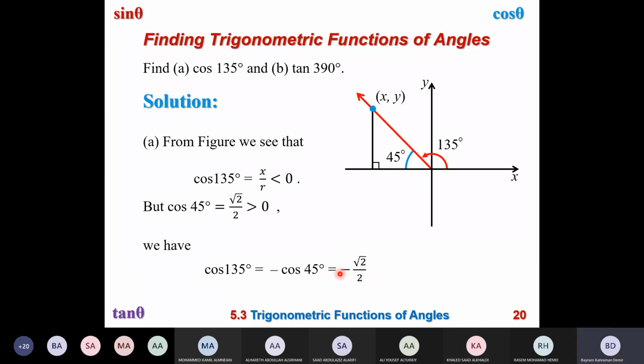All right? Doctor? Yes? The negative is for the second coordinate? Yes, because cosine 135 should be a negative number, right? Yes. Because the x coordinate is negative here, so cosine should be negative, as I explained in a previous slide. Okay, thank you.